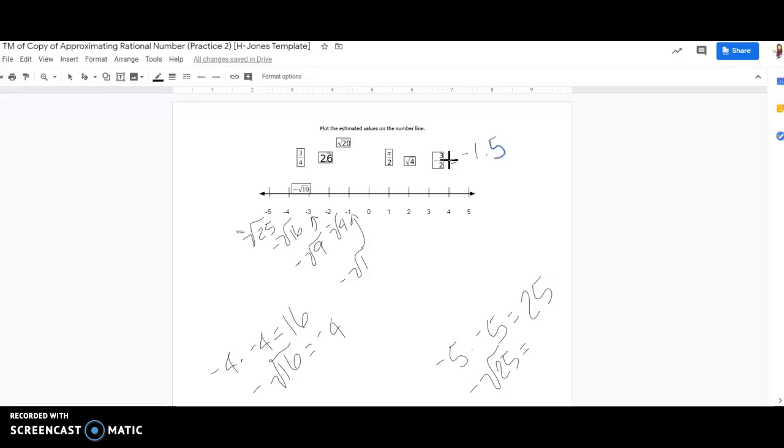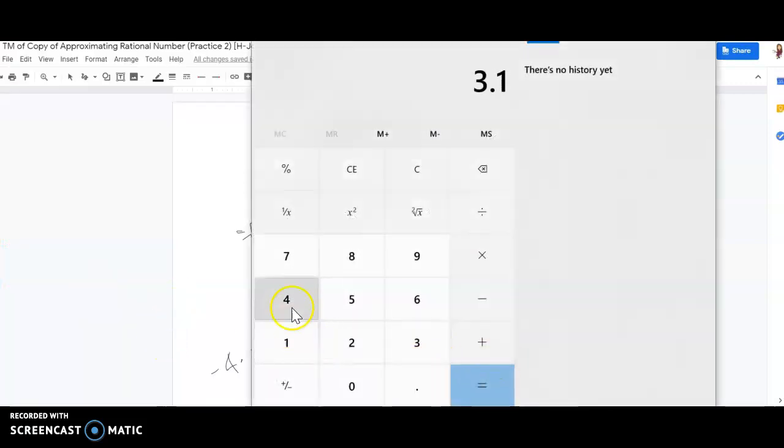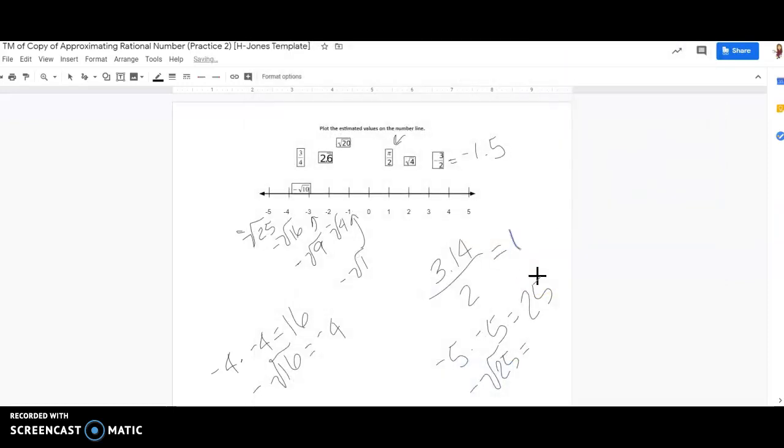We'll talk about pi over 2. I know that pi is about 3.14. It's actually an irrational number, but we estimate it to be about 3.14, and this is over 2. So 3.14 divided by 2 is 1.57. So pi over 2 is somewhere in between 1 and 2, about halfway.